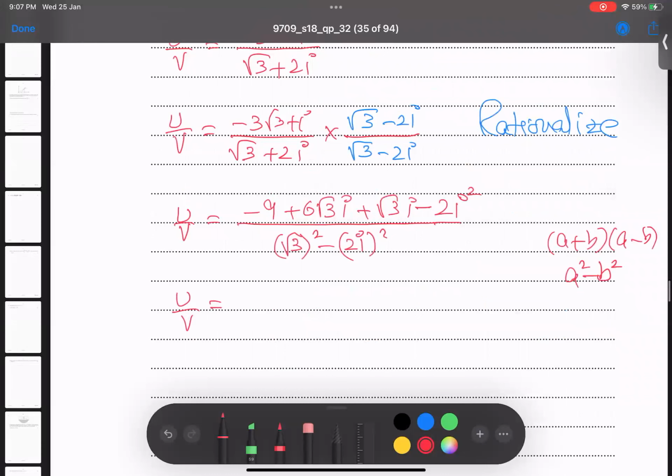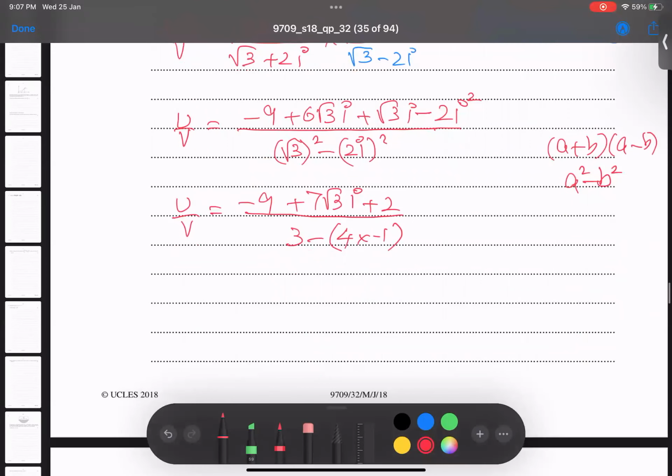So u over v: negative 9, and this is plus 6 and plus 1, I get plus 7 root 3 iota. Whereas iota squared is minus, so minus minus plus, I get plus 2. In the denominator, the square root cancels out, I get 3. And here I got the square of 2, which gives you 4, and the square of iota gives you minus 1. Make sure, please, here is a chance of mistake. So this and this give you negative 7 plus 7 root 3 iota, and minus minus plus, I got a 7.